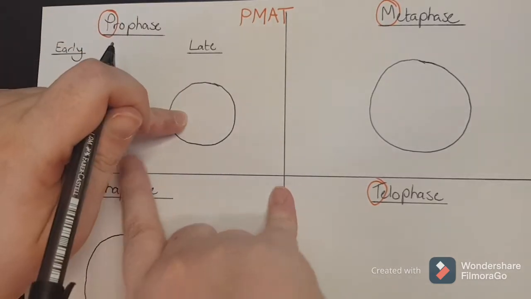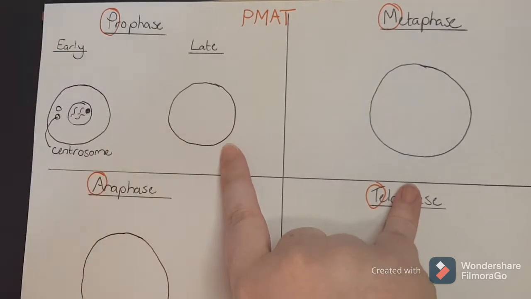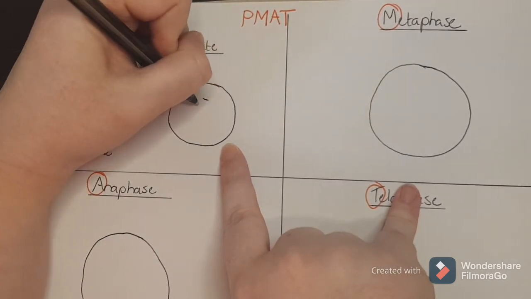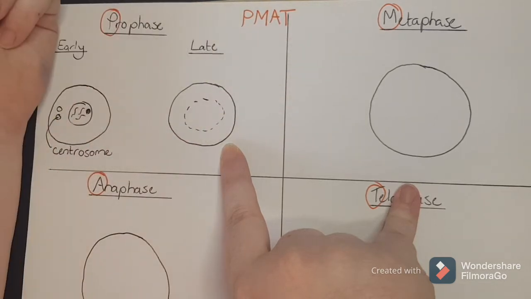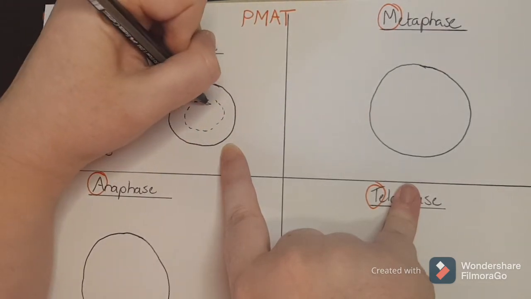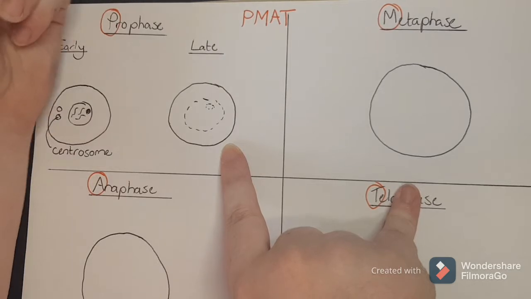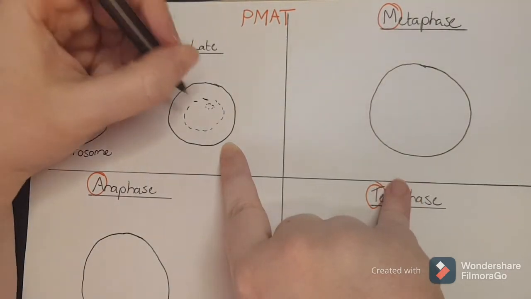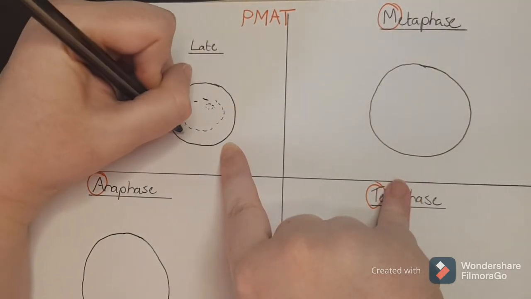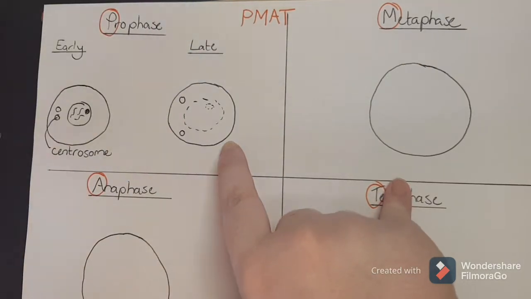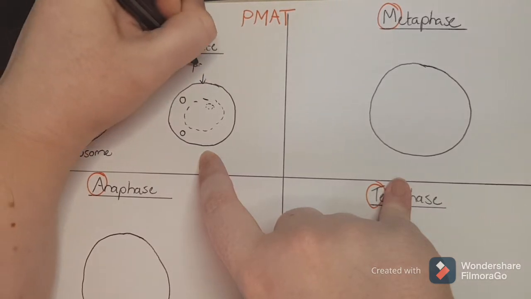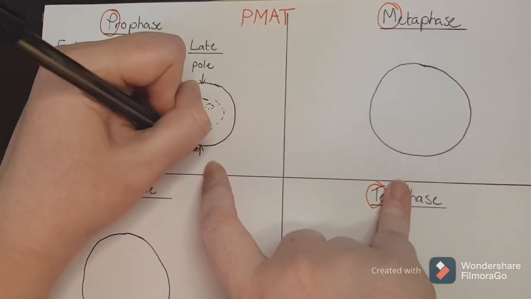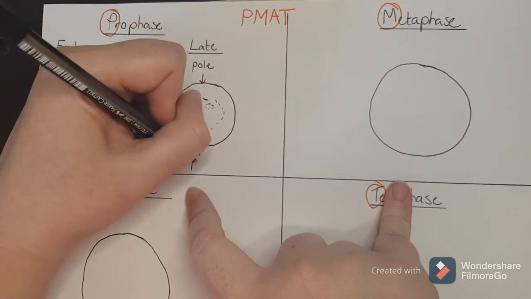Okay, in late prophase, what we start to see is the nuclear envelope starts to disappear. The nucleolus starts to disappear. And then the centrosomes have started to move to each end of the cell, and each end of the cell we call the pole. So at the top you have the pole, and at the bottom we have the pole, just like the North and South Pole.